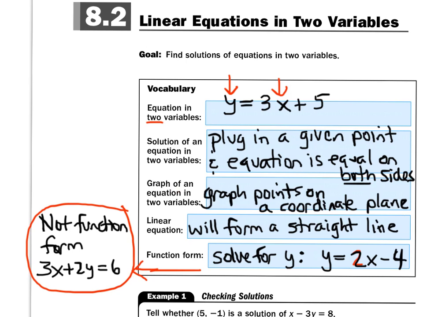The graph of an equation just means that we're going to graph points on a coordinate plane. Now linear, if you underline the first four letters L-I-N-E, it means it will form a straight line. When they say function form, that just means we have to solve for y. Y has to be by itself on one side of the equal sign. So for example, y equals 2x minus 4, that's in function form. If it looked like this, 3x plus 2y equals 6, this is not function form.